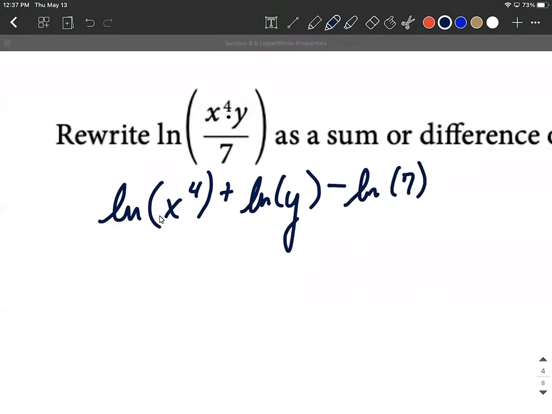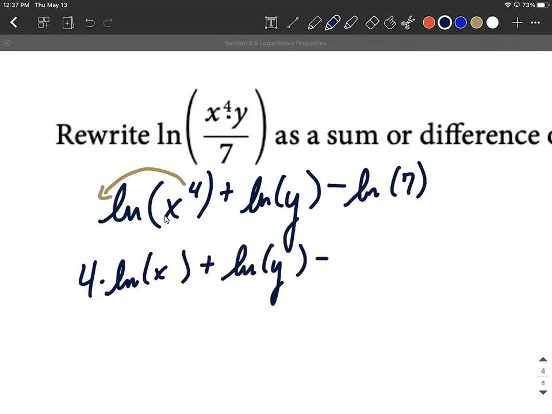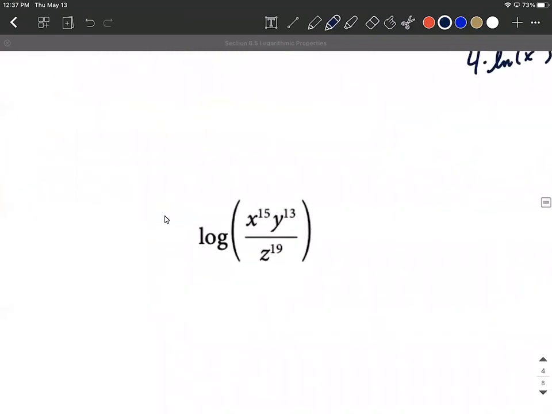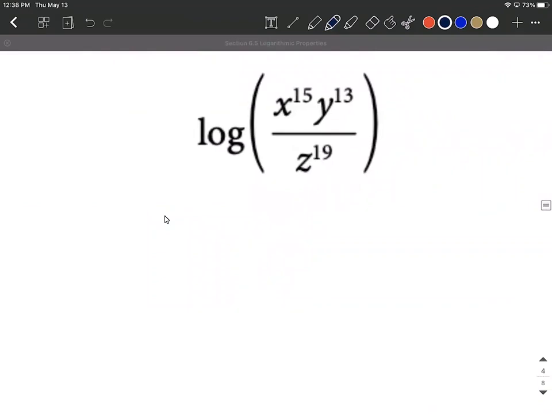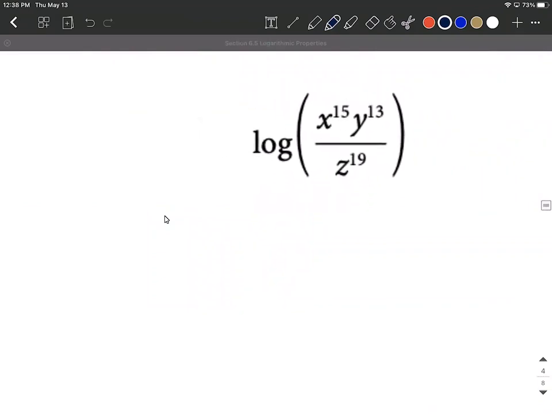Last thing we can do to expand this out a little bit further, I'm looking at this exponent. It's attached to everything on the inside of this logarithm. That's going to move down in front and become a multiple. So we can say 4 multiplied by natural log of x plus natural log of y minus natural log of 7. Fully expanded, we're done. All right. And you'll get used to these exponents coming down in front. I'm just trying to take my time and make it a couple steps as we're going through these.